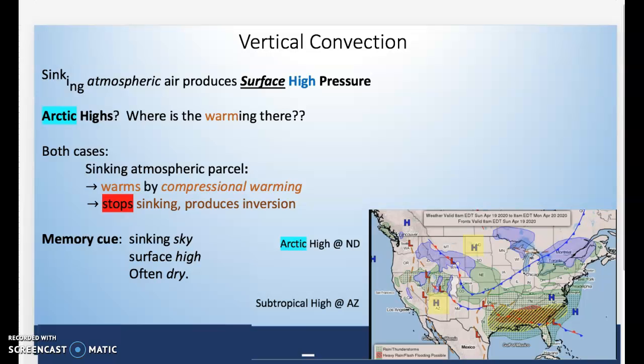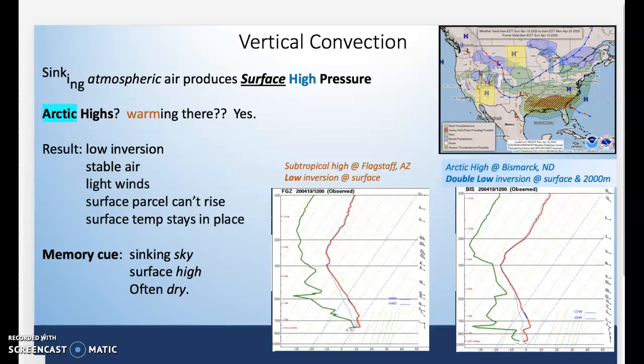Let me talk a little bit more and show you two soundings that will help you out. On the right there is a sounding from the Arctic high that correlates with the date that you see in the map above. And look at that, you see two inversions low down in that atmosphere, like a double inversion, a very, very stable atmosphere that is going to keep the continental polar air that came down out of the Arctic right in place over North Dakota. Look at all the clear skies right around there. Sinking sky, surface high, often dry.